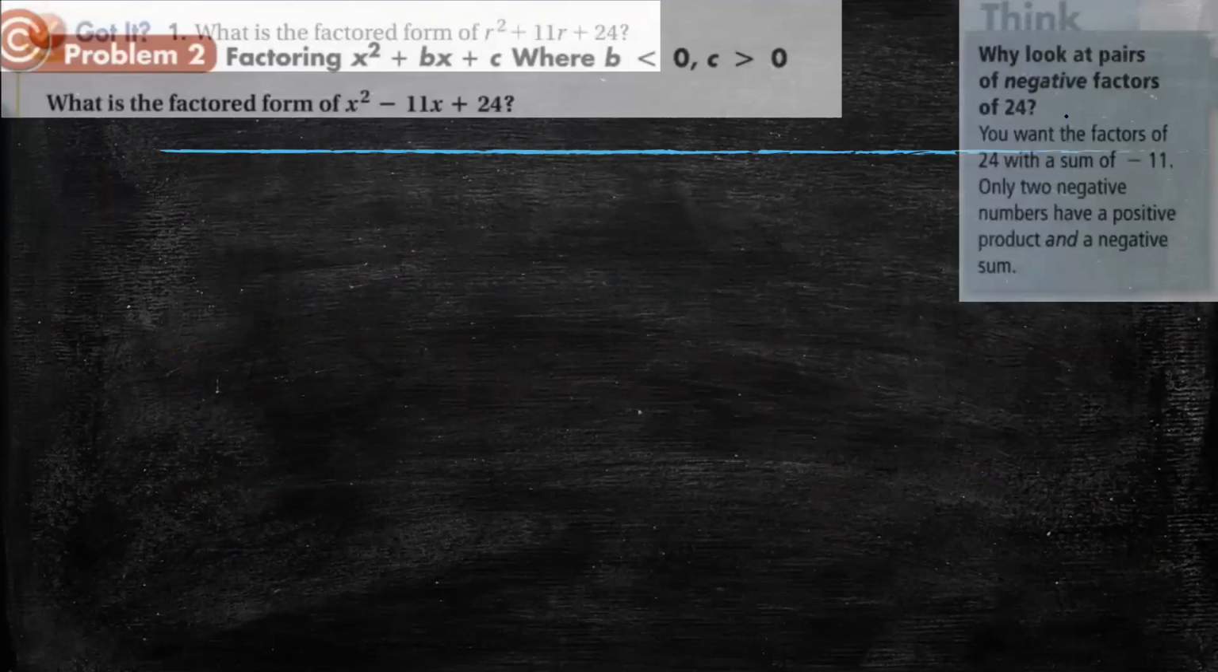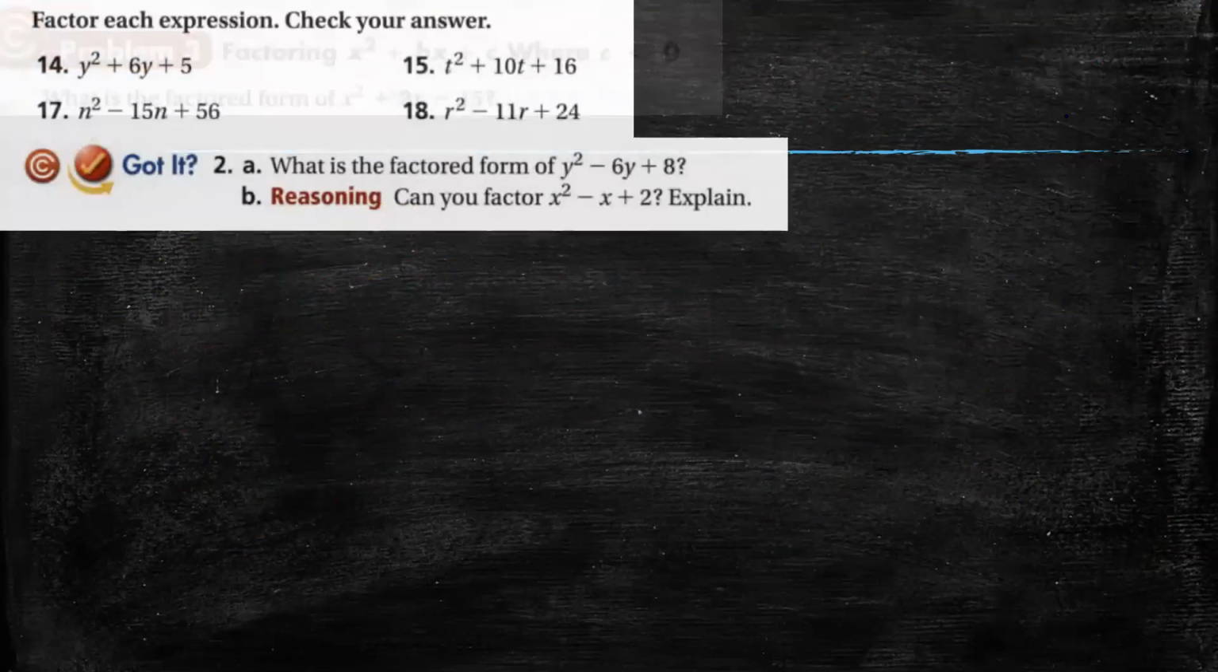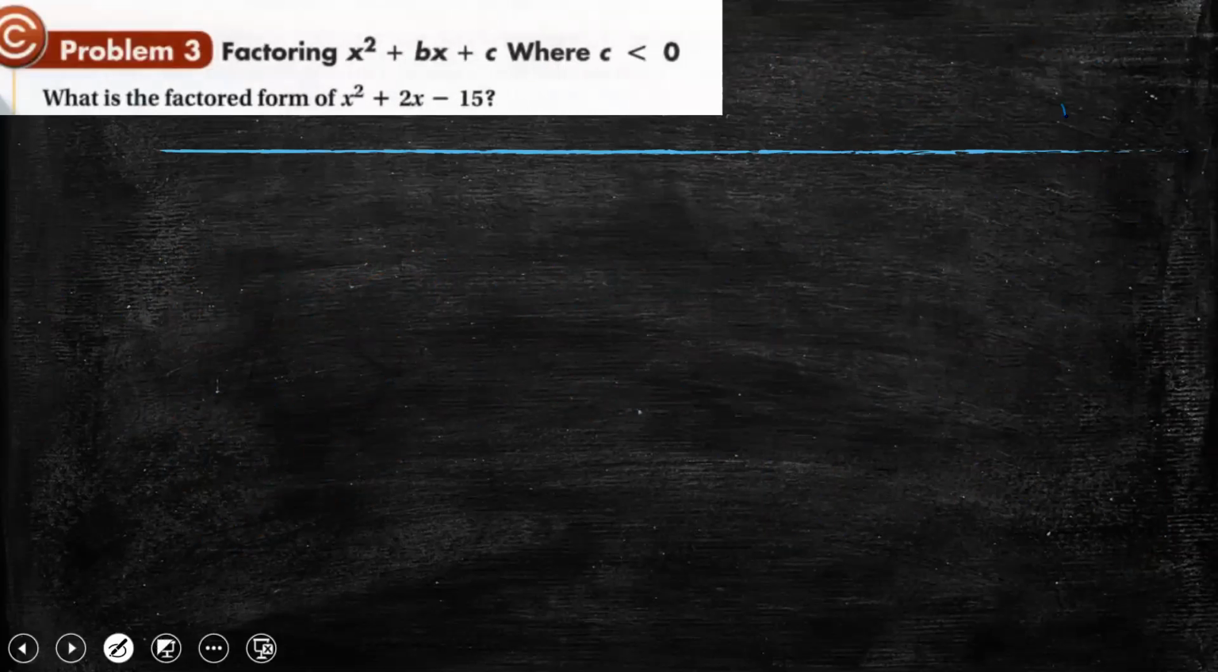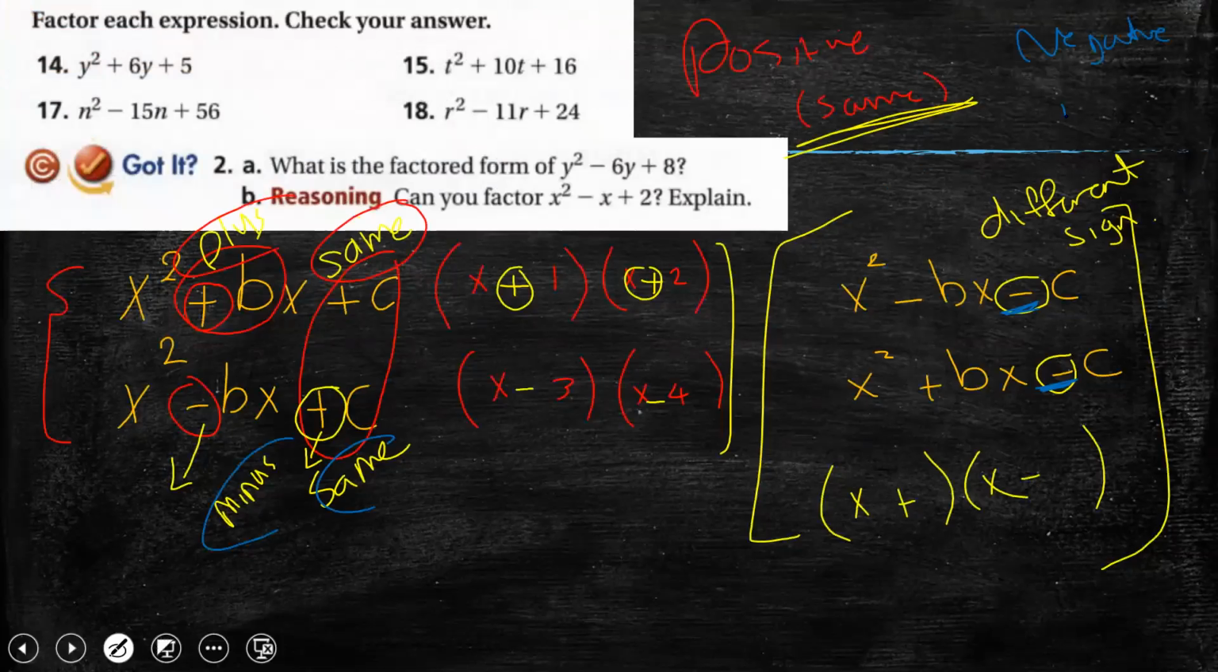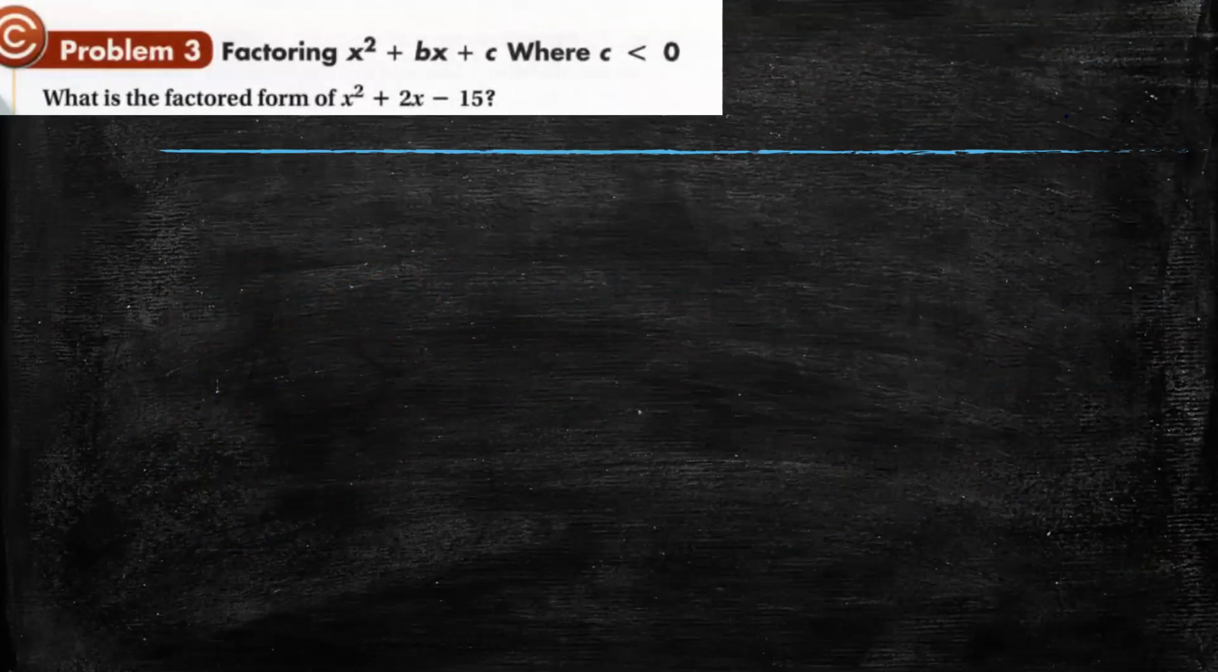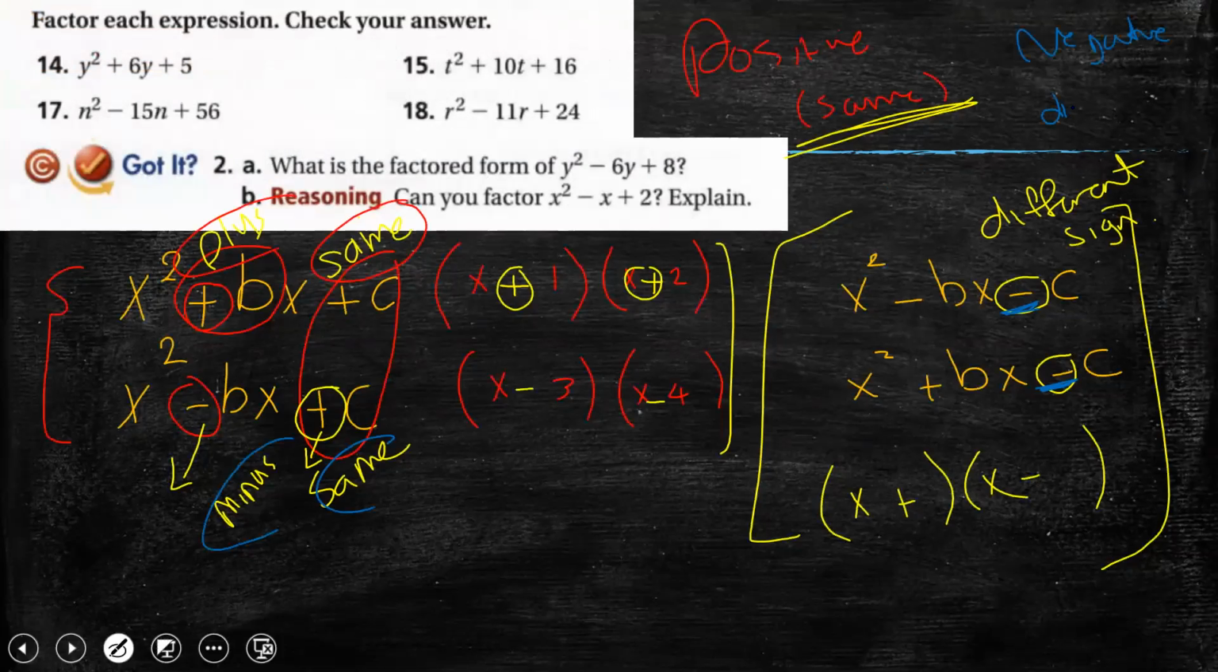Teacher, you mean that if the C is positive, in the factorization it must be the same sign in the 2 brackets. Yes. But in the second case, if the C is negative, it must be different. One is positive and one is negative. Is it clear now? Yes.